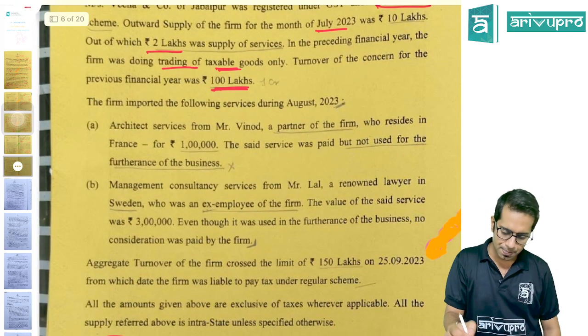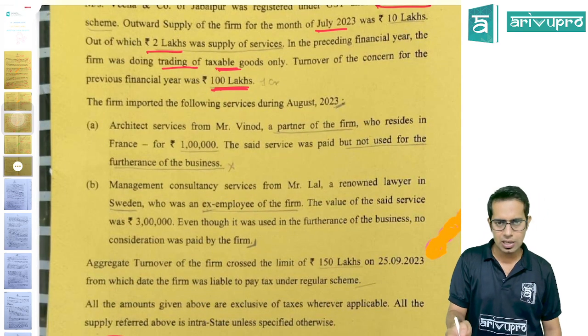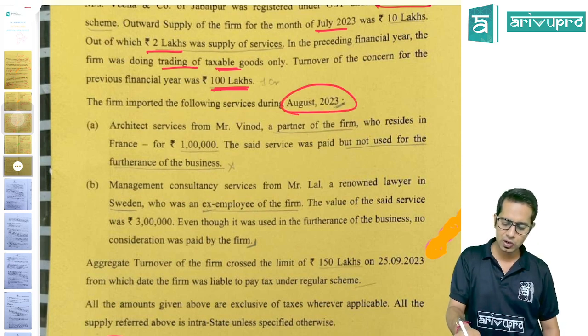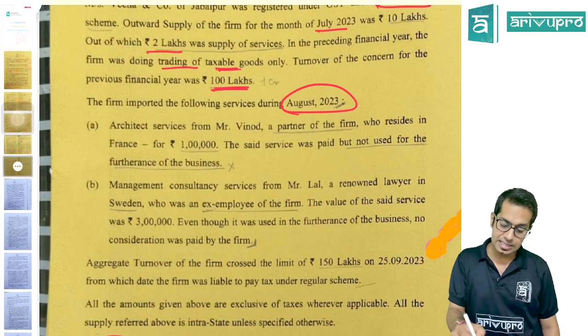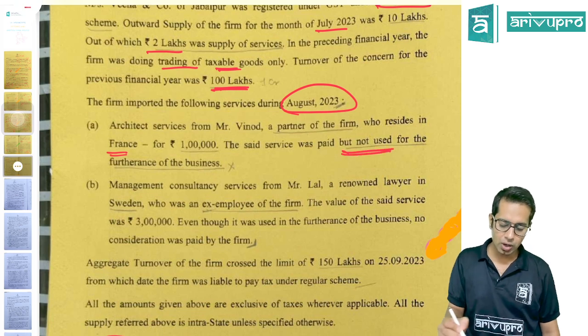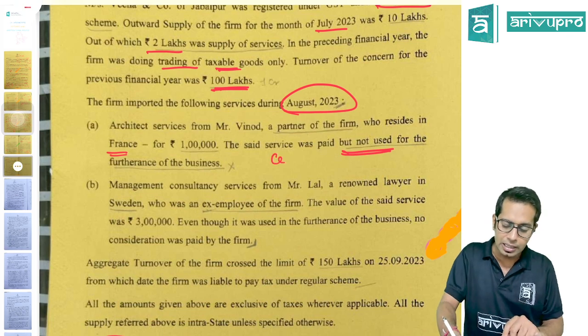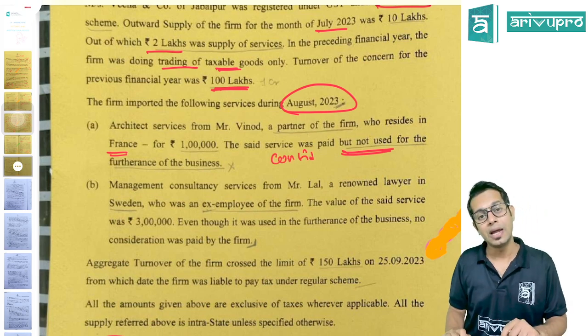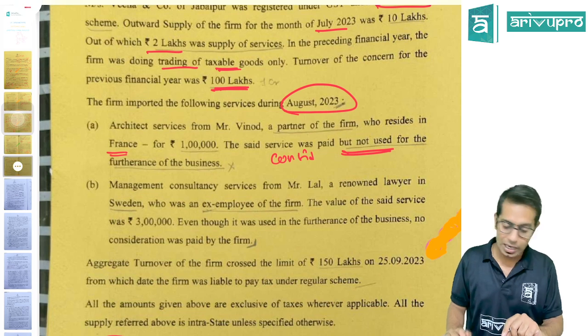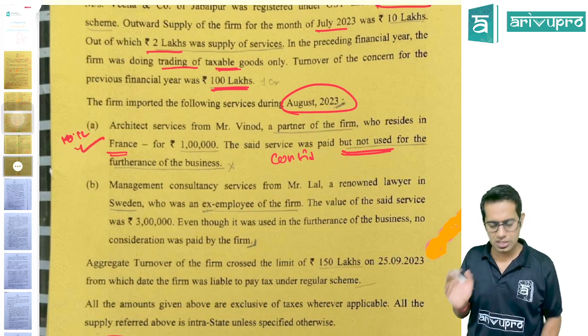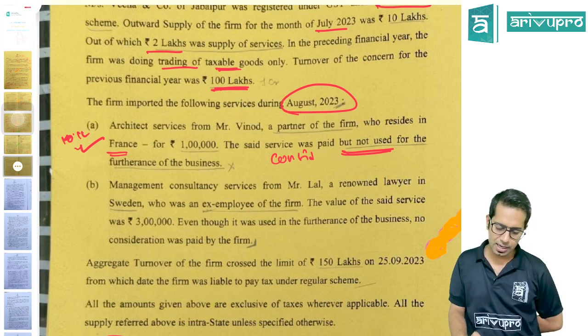The firm imported the following services during August 2023. They have imported architect services from Vinod, a partner of a firm who resides in France, for 1 lakh rupees. The said services was paid but not used for business purpose. I don't care if you are importing any services, and if it is imported for a consideration, then it is treated as supply, whether it is imported for your business purpose or not. So this is treated as importation of services. 1 lakh rupees is treated as importation of services. Therefore you have to pay the taxes under reverse charge.